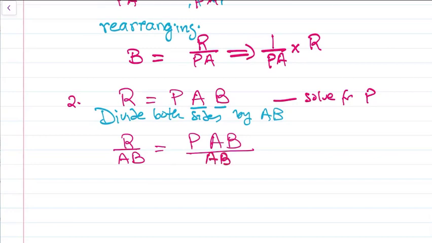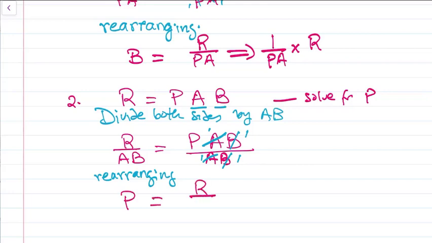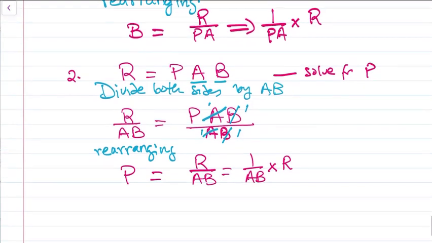And you know what happens? We cancel A, that will be 1 in each case. And B will divide B, and that will be 1 in each case. So we can do exactly the same thing, rearranging, and that will give us P = R over AB. And we can rewrite as 1 over AB multiplied by R. And that becomes the formula.